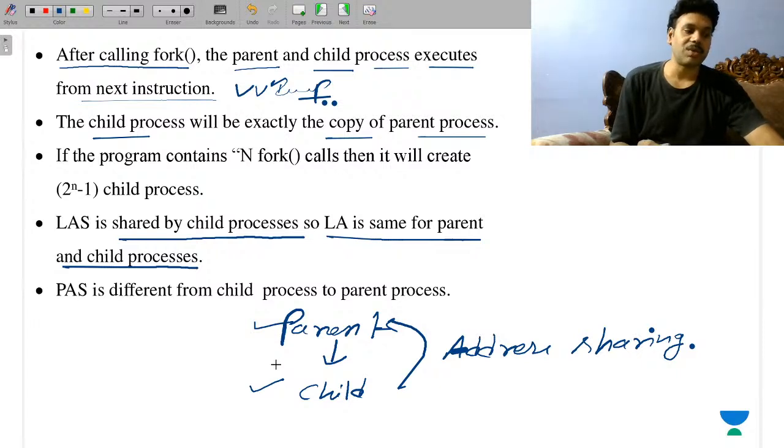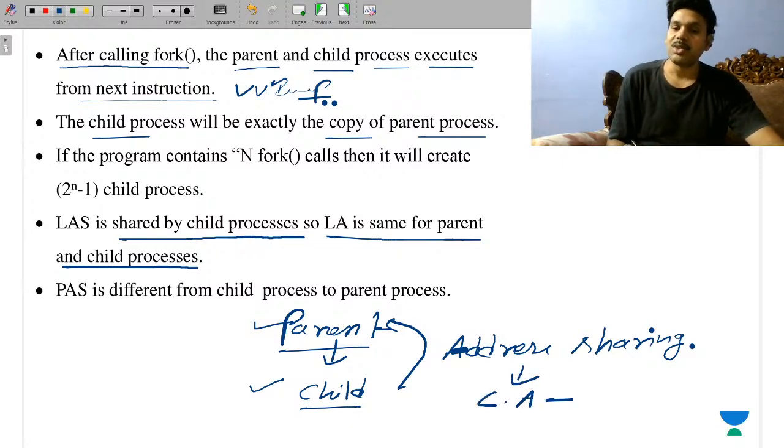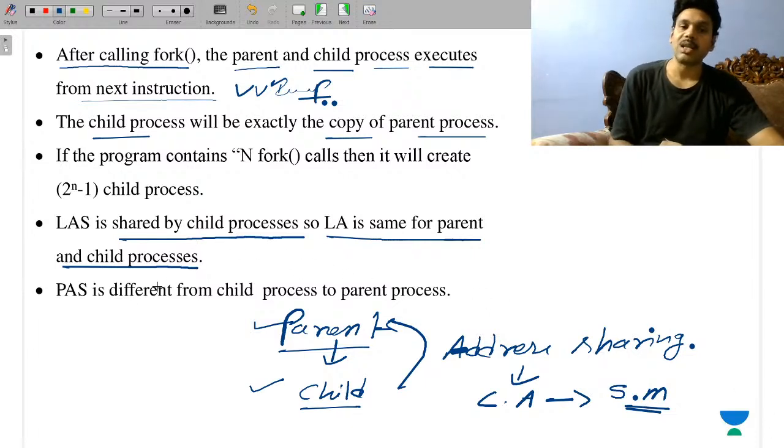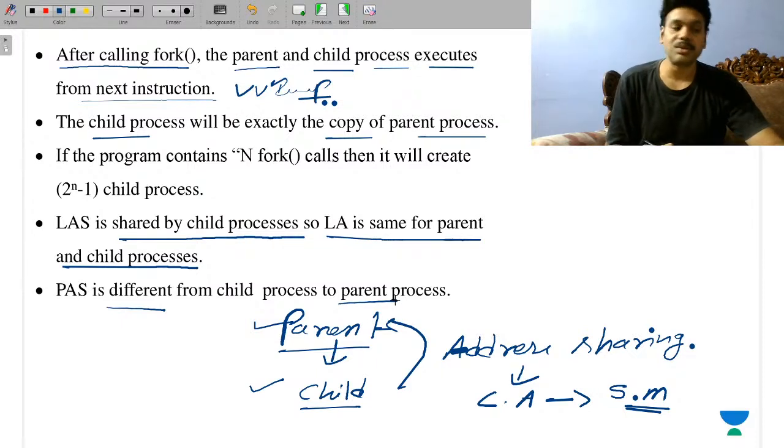What is a logical address? It is nothing but your CPU-generated address, which is going to be shared by your parent and child process. A logical address belongs to your hard disk, or you can simply call it secondary memory. This is going to be shared, but the physical address is not going to be shared. This is another very important point. Therefore, you will get different physical addresses for the parent and child process.